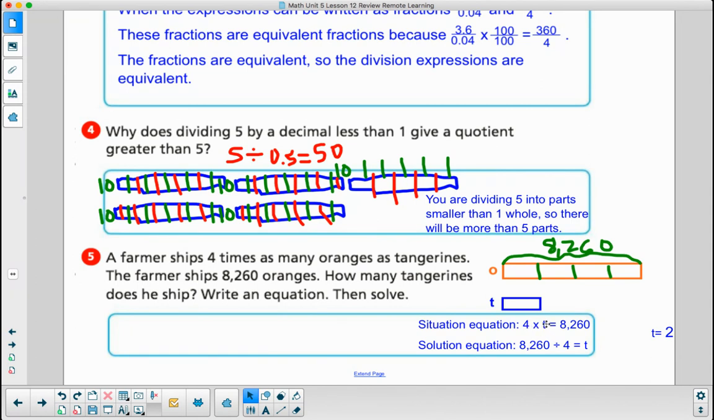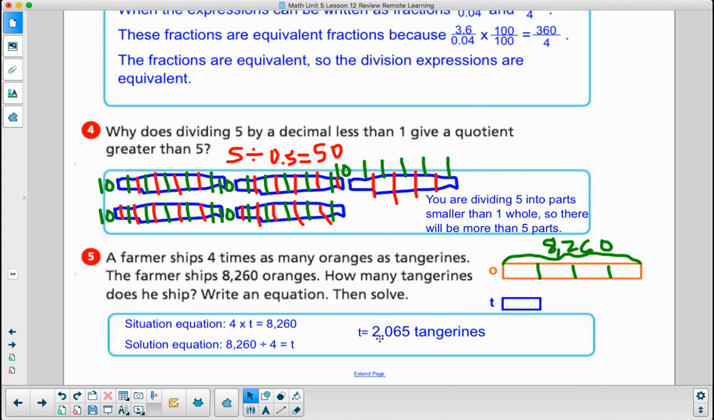Because 4 times the tangerines equals 8,260, now I would change that to a solution equation of that is the same as taking the 8,260 and dividing it by 4 to figure out how much are in one set of tangerines. And when I do that, I get 2,065 tangerines. Is that reasonable? Well, that's about 2,000, 2,000, 4,000, 6,000, 8,000. I have about 8,000 oranges. So yeah, 4 times 2,065 is going to be about 8,260.